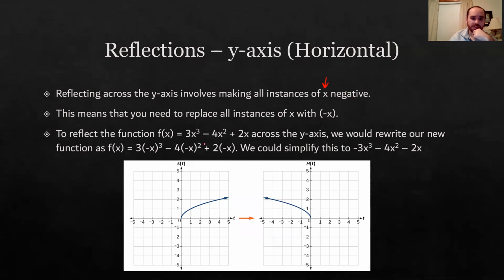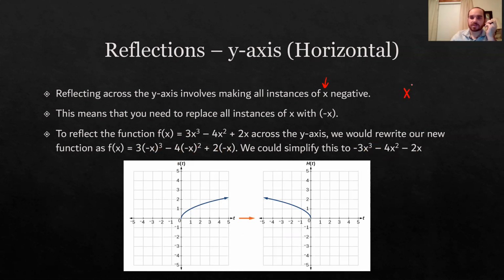So like the one we just saw, this is a slightly different one. We've got 3x cubed minus 4x squared plus 2x. We'd replace all the x's with negatives. Negative x cubed is a negative number. Negative x squared is a positive number, but this is a minus. And then we've got negative x, which is presumably negative. So you'd have negative 3x cubed minus 4x squared minus 2x.